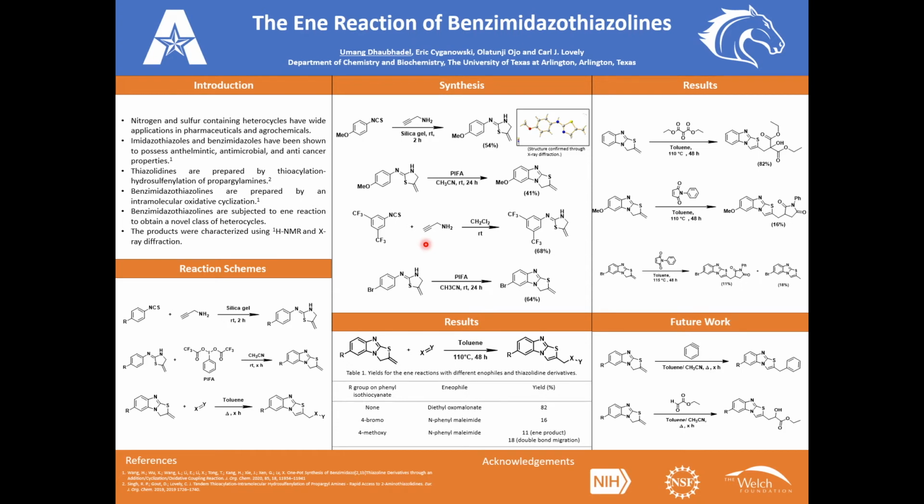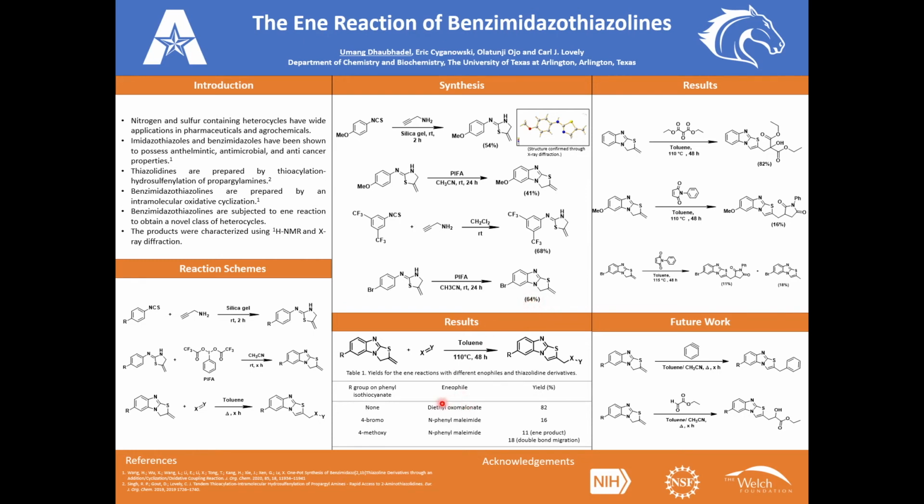The oxidative cyclization was done for the methoxy derivative as well as the bromo derivative. The methoxy derivative had a percent yield of 41%, while the bromo derivative had a yield of 64%. The reaction time was optimized for this step. We found that the optimal time was around 24 hours.